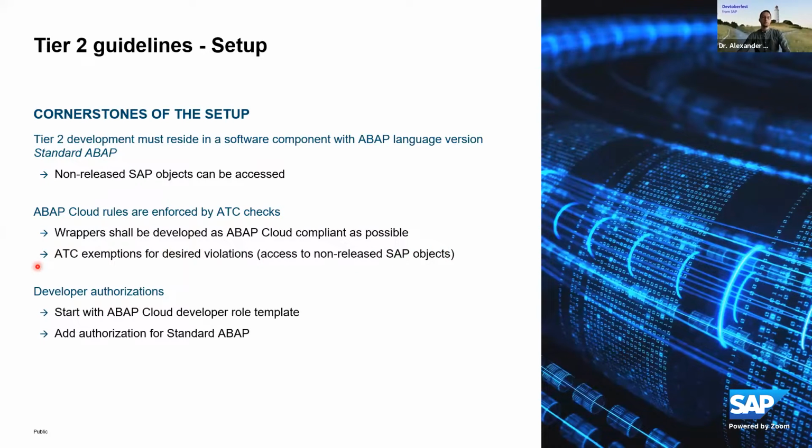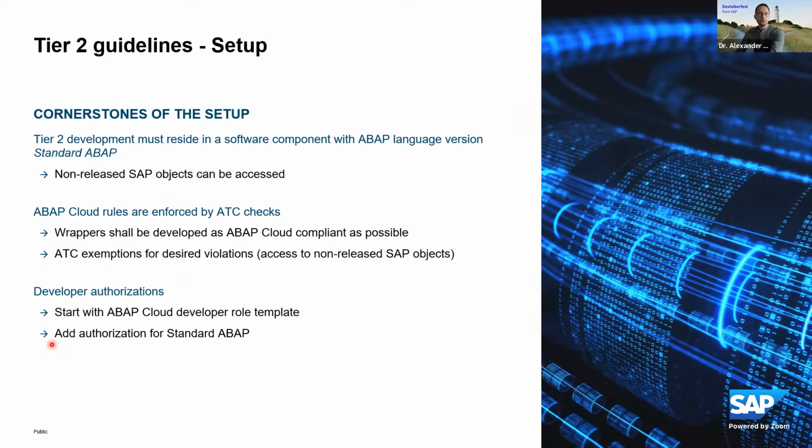All right, and then last but not least, we of course have also authorizations required for a tier 2 developer. And the guideline is that you start with the ABAP Cloud developer role template. There you have all the authorizations included that you need for cloud development. And then, because we're developing in standard ABAP, you just add the authorization for standard ABAP. And so this would be the starting point for tier 2 development.